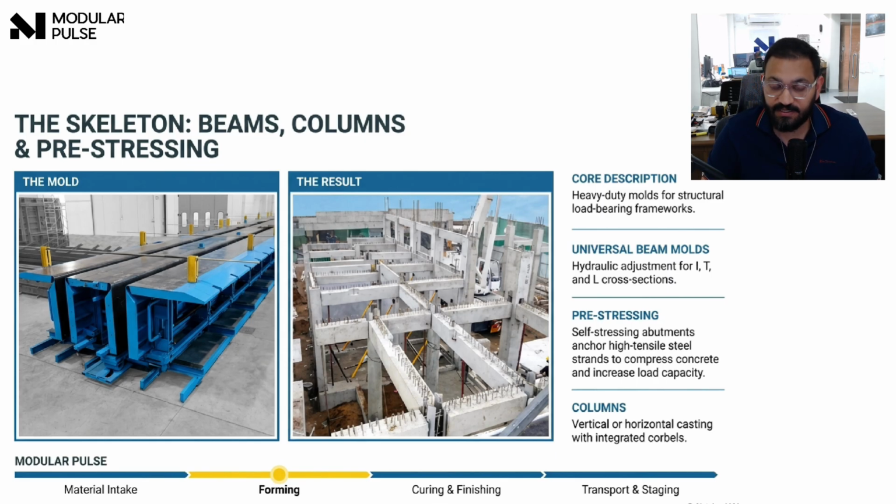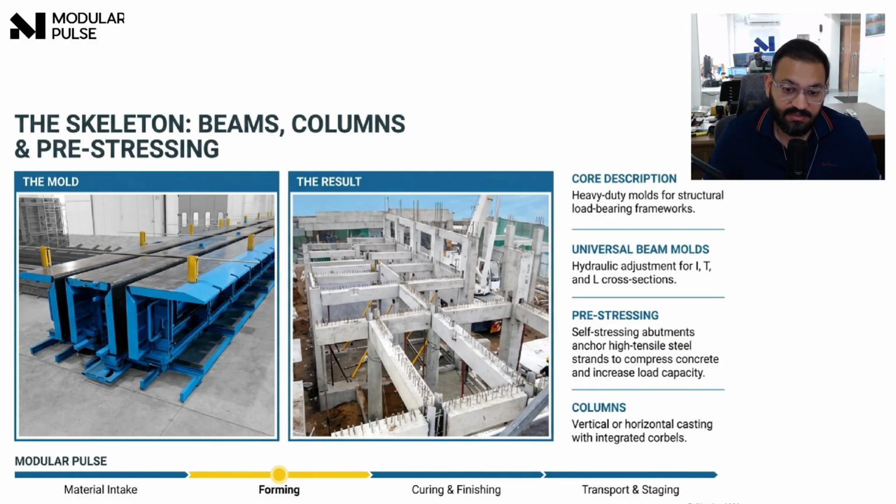In a precast factory, beams and columns are cast in heavy-duty steel molds. These molds are adjustable, which means the same mold can be used for different sizes and cross-sections. Now comes a very important concept, pre-stressing. Concrete is very strong in compression, but very weak in tension. Pre-stressing solves this problem. High tensile steel strands are tensioned first, and then concrete is cast around them. Once the concrete gains strength, the tension is released.